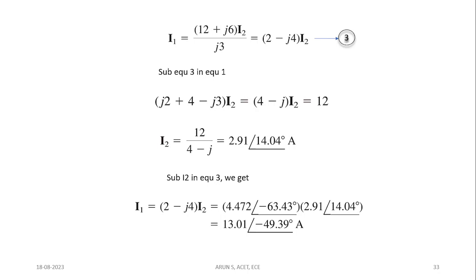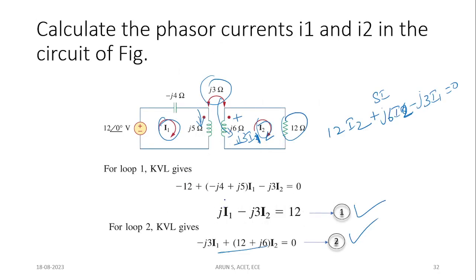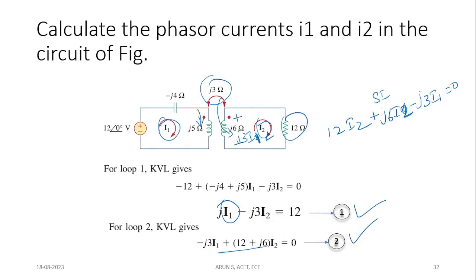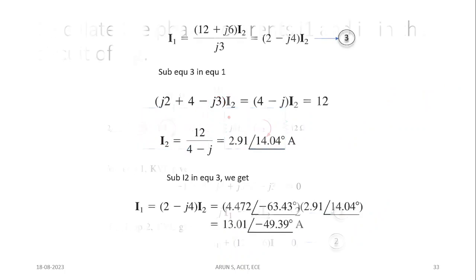That can be substituted in equation number 1 in the place of I1. So J times 2 minus J4 I2 can be substituted directly in equation number 1. So minus 3J I2 equal to 12. That can be simplified as 4 minus J I2 equal to 12. It is just mathematical, just substitute and you will get this. 4 minus J I2 equal to 12.